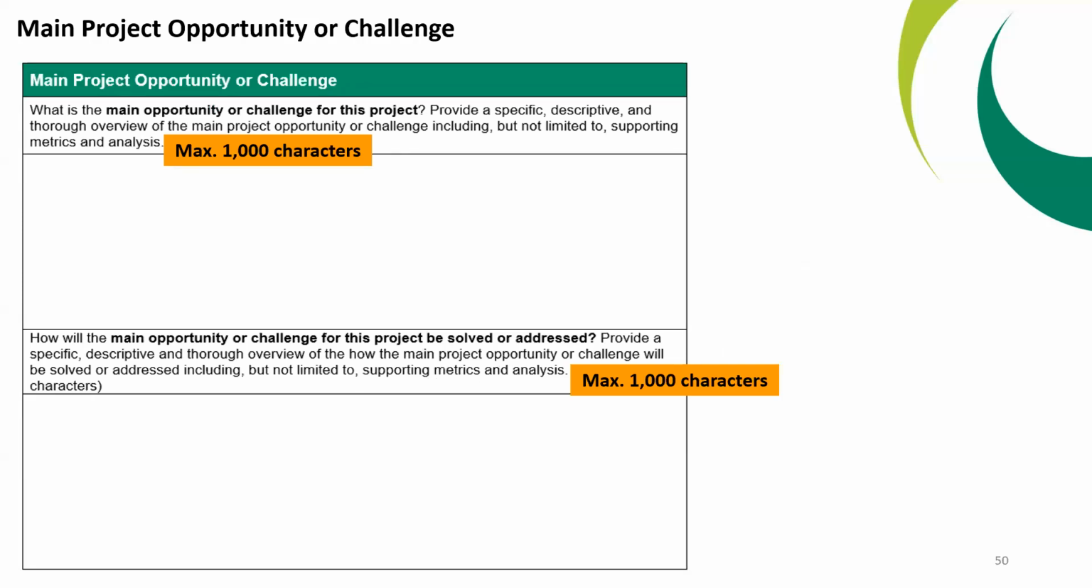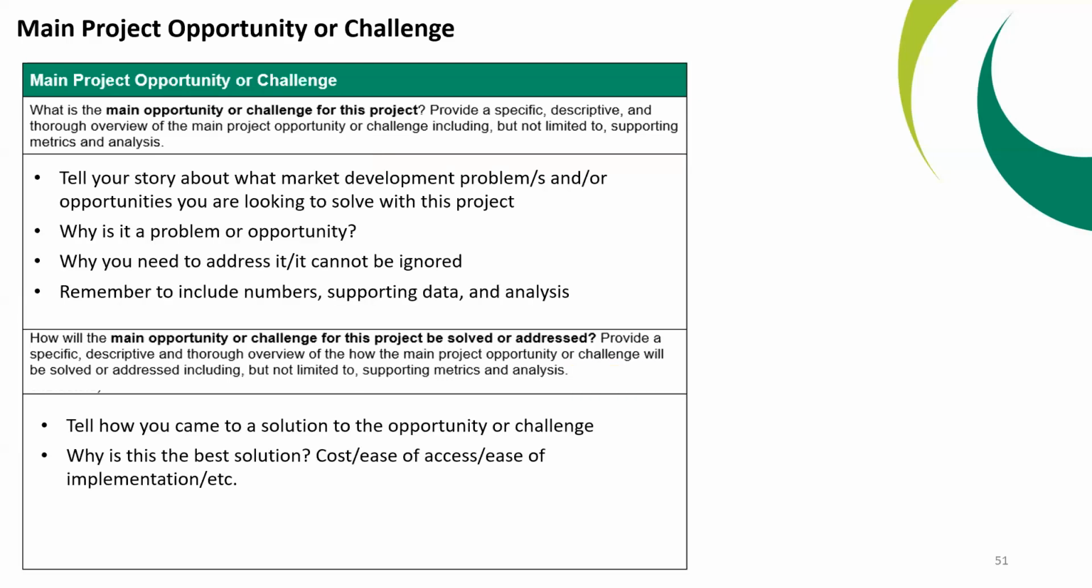So this is an important one. And so first of all, in the first section, tell us about the challenge. And in the next section, tell us how you're going to solve that challenge or how you're going to address it. And you've got 1,000 characters in each one. And just in terms of some guidance, tell your story about what market development problems or opportunities you're looking to solve. So it could be in a story format in terms of just telling us why you're doing this.